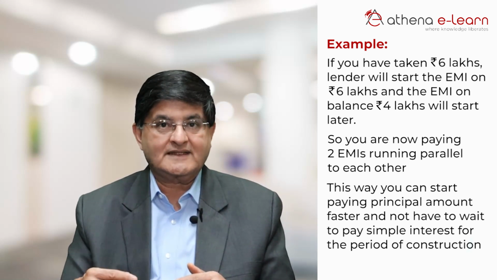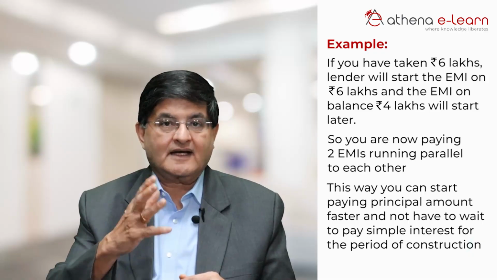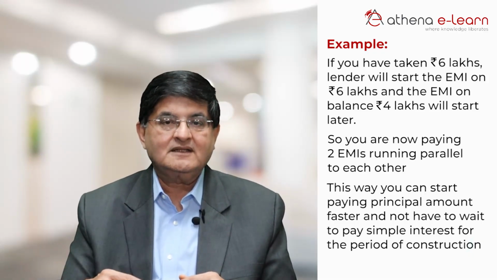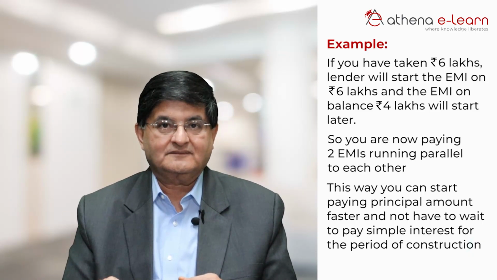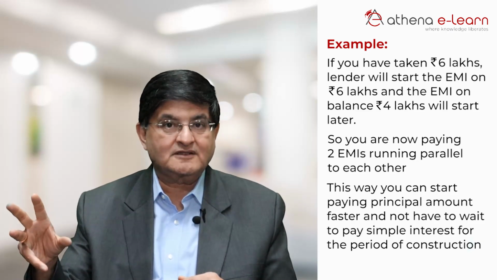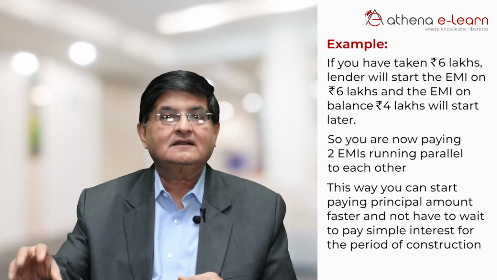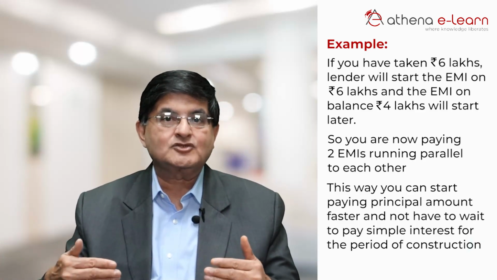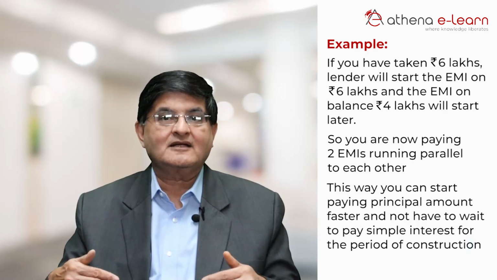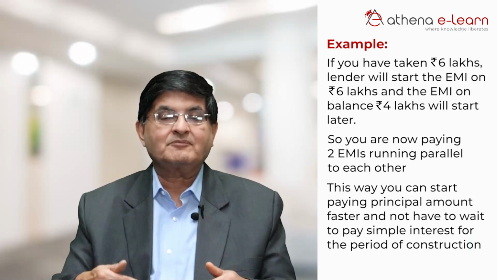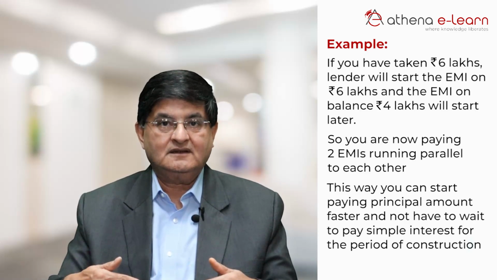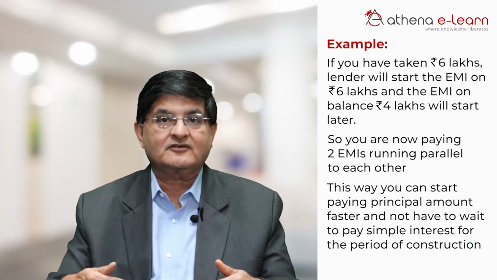The second choice, and many lenders offer that now, and I'm sure maybe your company does too, or the lender you go to does that, is that if you have taken, say, again in my example, 6 lakh rupees, they'll start the EMI on 6 lakhs. And the balance 4, remember the original loan was 10 lakhs, the balance 4 lakhs EMI will start later. So you're actually now paying 2 EMIs, which are running parallel to each other. This way you start paying your principal back faster and not have to wait to pay simple interest.